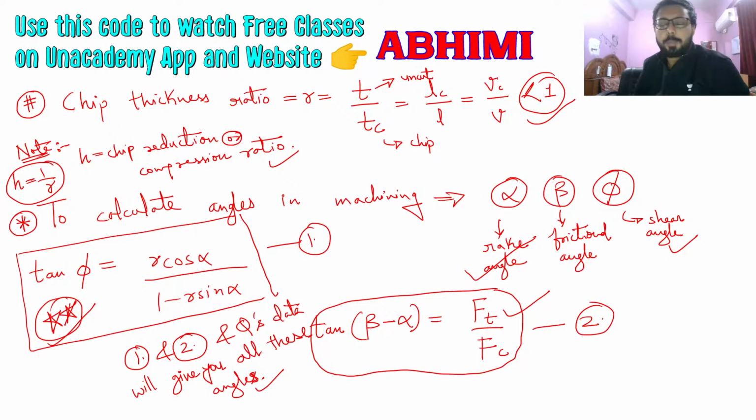So chip reduction or compression ratio, if something like that is given, then that will be the reciprocal of the chip thickness ratio. That will be just the reciprocal of all these things that is shown here. So that is chip reduction or compression ratio. And I think I have discussed one question in which this was given, chip reduction or compression ratio, which came in one of the conventional papers of GATE. So just remember this detail, because chip reduction ratio is 1 by r. If chip reduction ratio is 1 by r, chip thickness ratio is r. So don't make the mistake of just interchanging them.